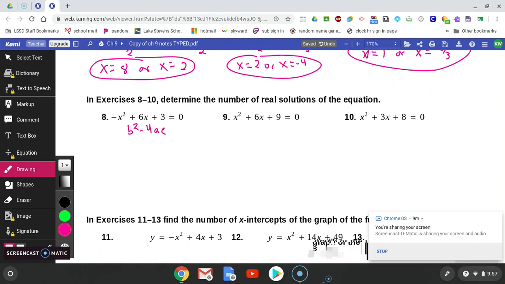And here's why. Because if what's underneath your square root is a positive number, we know when you take the square root of a positive number, you get 2 possibilities. But when you take the square root of 0, you just get 1 possibility. And when you take the square root of a negative number, you can't do that. So you know there's going to be no solutions. So identify what A, B, and C are.